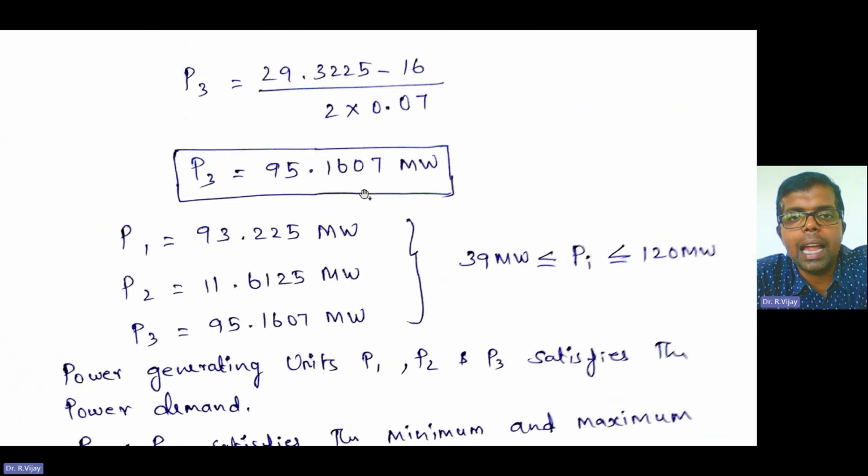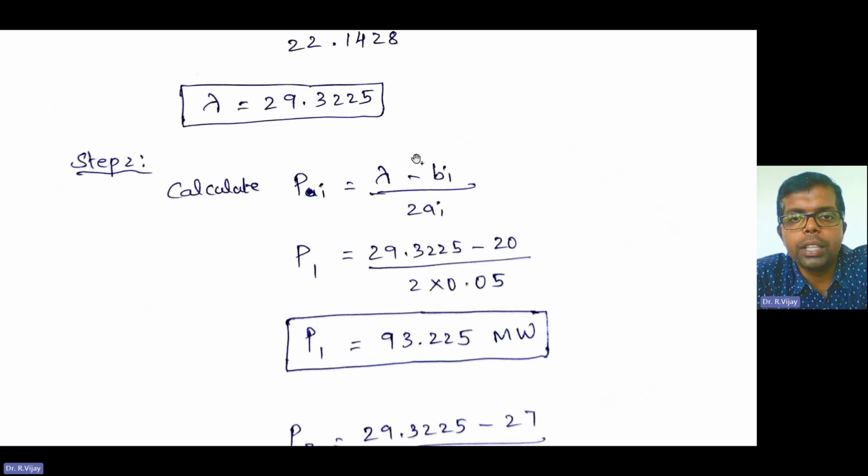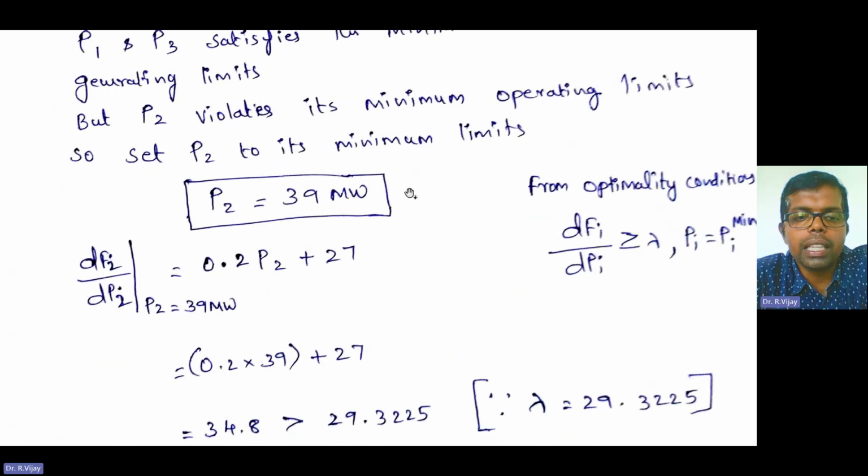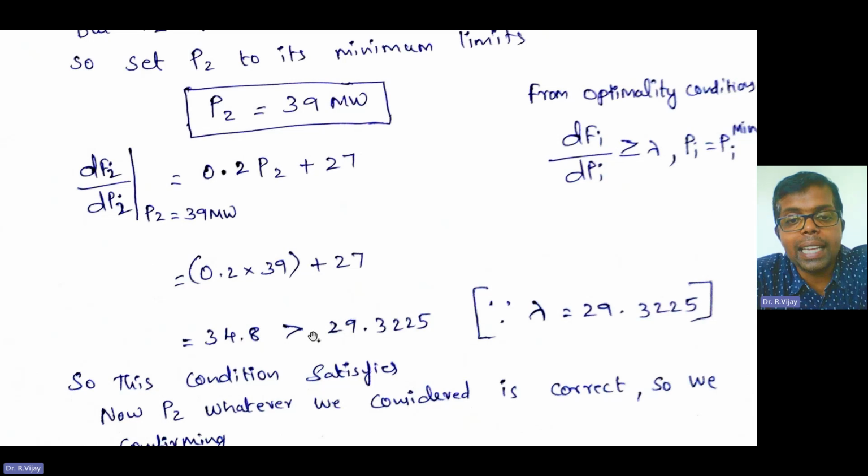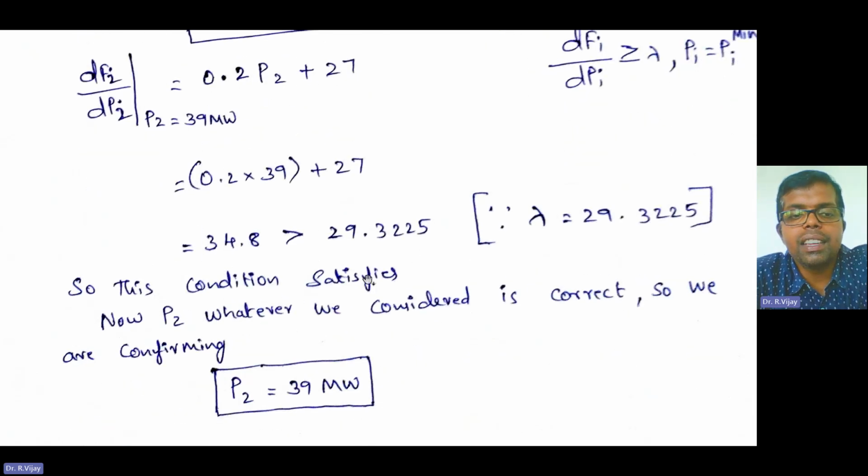Already we calculated lambda as 29.32. So the calculated value, 34.8, is greater than 29.3225. So this condition is satisfied. Now P2 whatever we consider is correct. Now only we make this statement as correct: P2 as 39 megawatt. If it is not satisfying, whatever we consider is not correct, and we need to do the algorithm again.